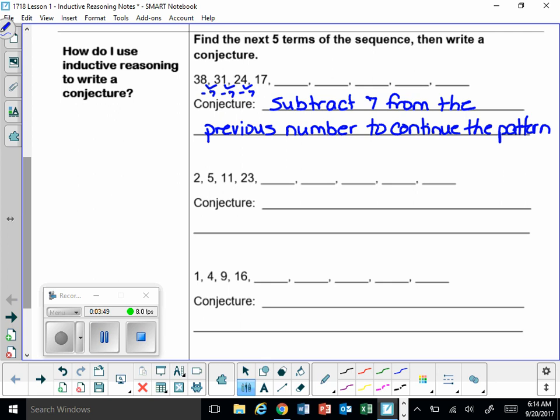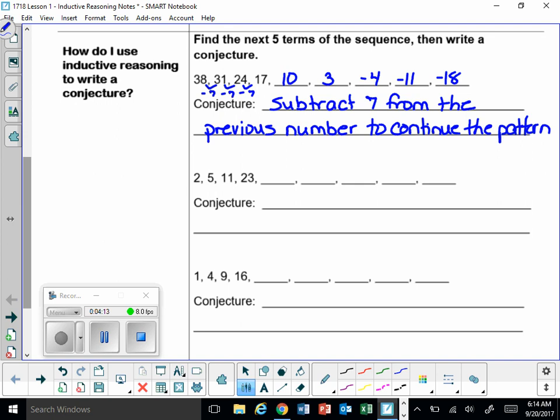So let's do that. 17 minus 7 is 10. 10 minus 7 is 3. 3 minus 7 is -4. -4 minus 7 is -11. And -11 minus 7 is -18. Let's look at the next one.